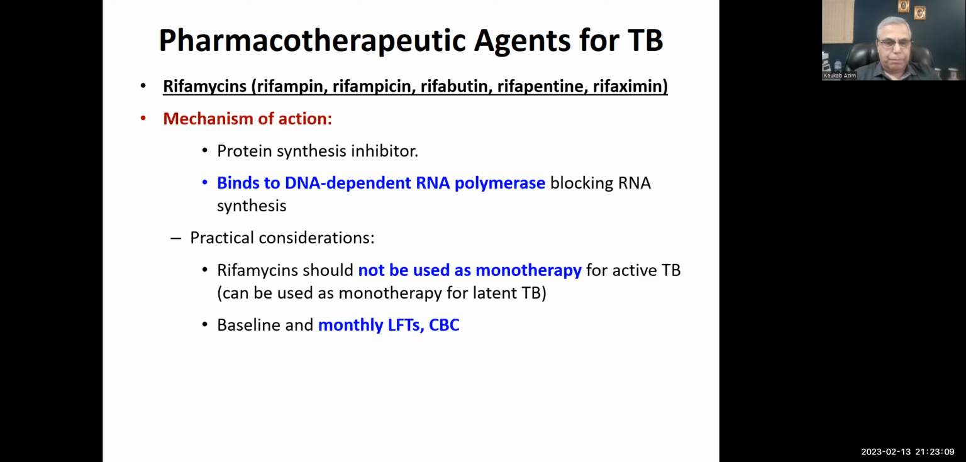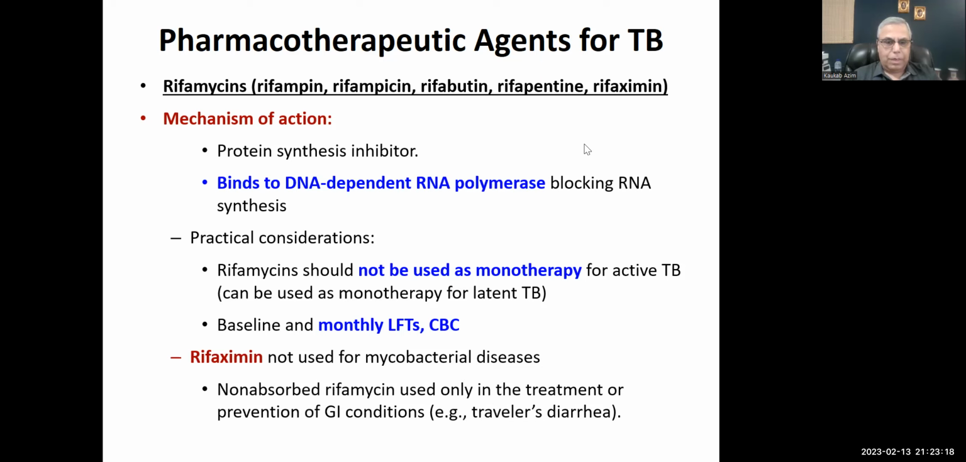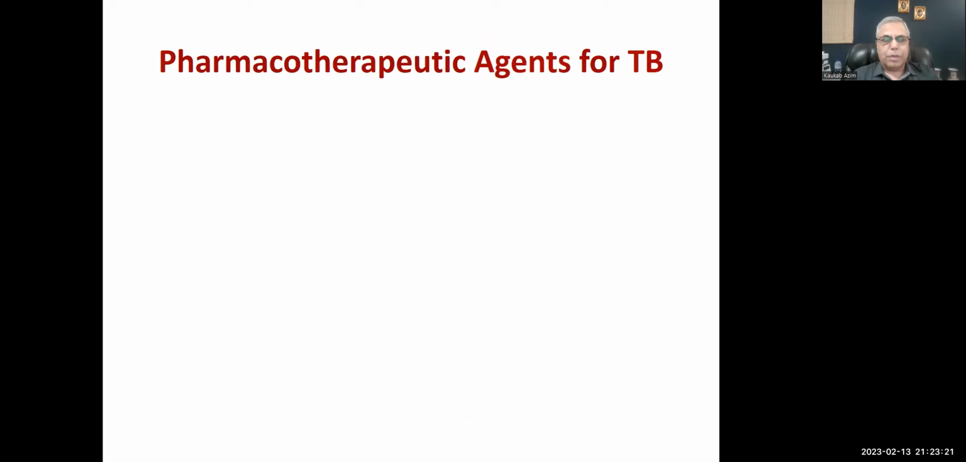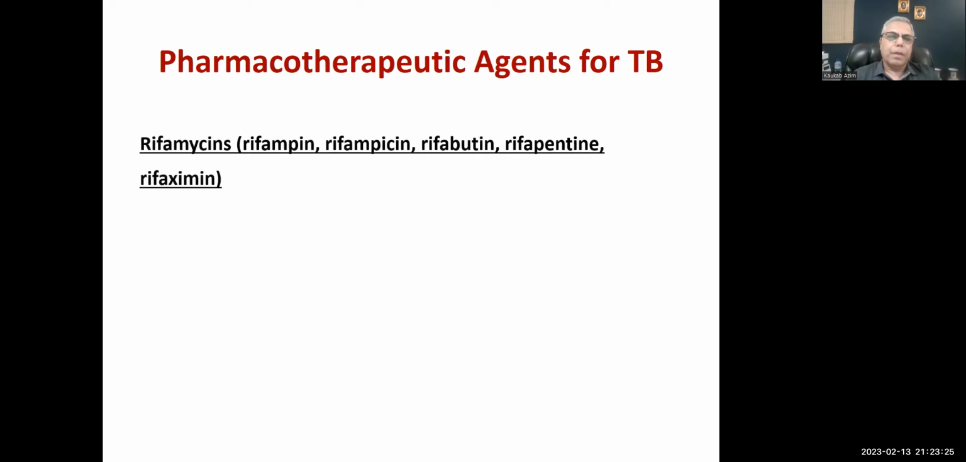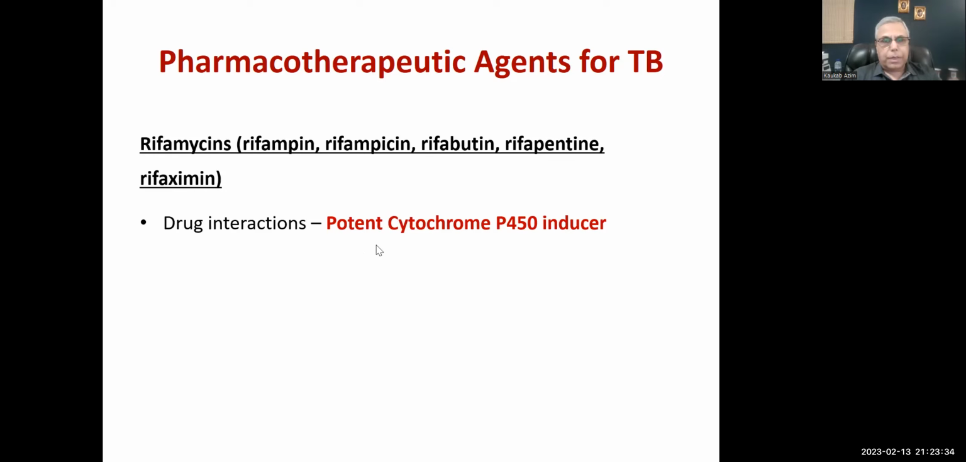Again, you have to take baseline liver function tests and complete blood count. Rifaximin is not used for mycobacterial diseases, as I've already mentioned. It is not absorbed from the GIT, and it is used for GI infections. It is even used for irritable bowel syndrome, right? So all these drugs, I mean, especially rifampin is a potent inducer of cytochrome P450.